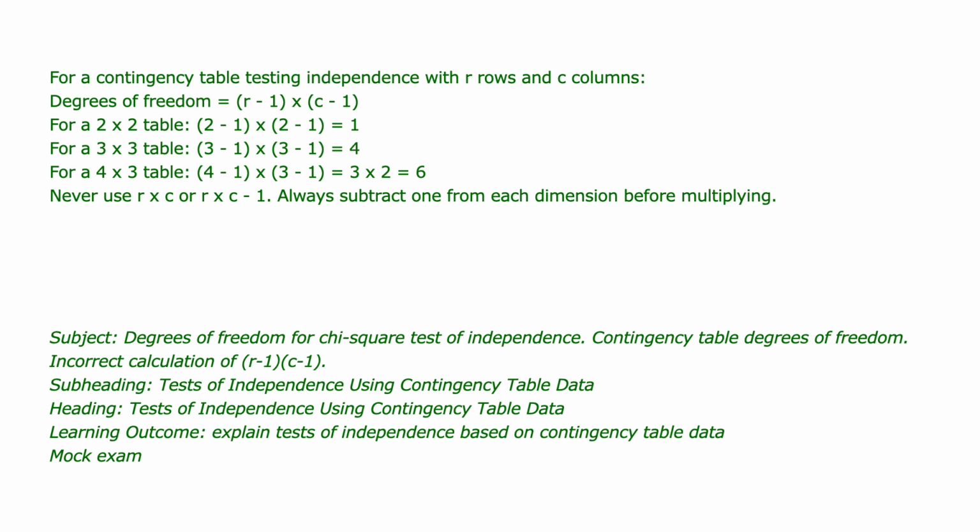Always subtract 1 from the count of categories in each dimension before multiplying to find degrees of freedom. R minus 1 times C minus 1 is the only correct standard for contingency tables.